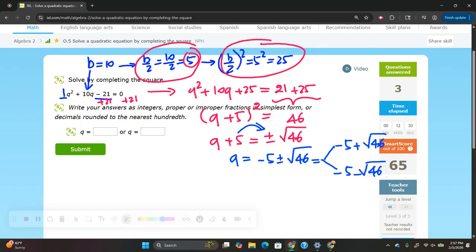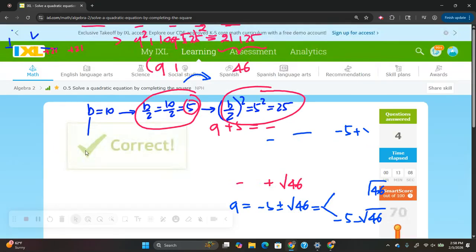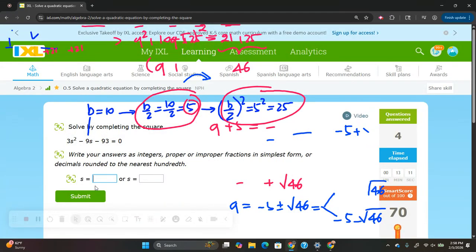Let me punch in my calculator. Negative 5 plus the square root of 46. I come out 1.78. So I go over here and put down 1.78. The next answer is negative 5 minus the square root of 46. I come out negative 11.78. Okay, submit. Voila. All right, thank you so much, you guys.